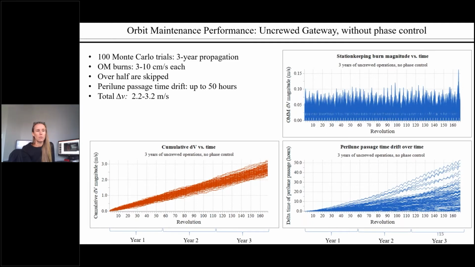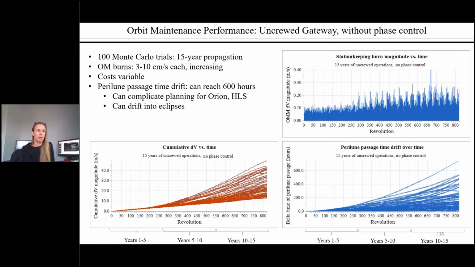If we look at the same analysis, 100 Monte Carlo trials over 15 years, well, now we see that we really can't guarantee that we're going to stay out of eclipses. Our costs do stay relatively low, though as you get farther and farther away from the baseline, targeting back to the baseline can be more expensive. So this paraloon passage time drift can complicate things. It can complicate planning for visiting vehicles who want to know where they're going to find you when they launch. And it also means you can drift into eclipse.